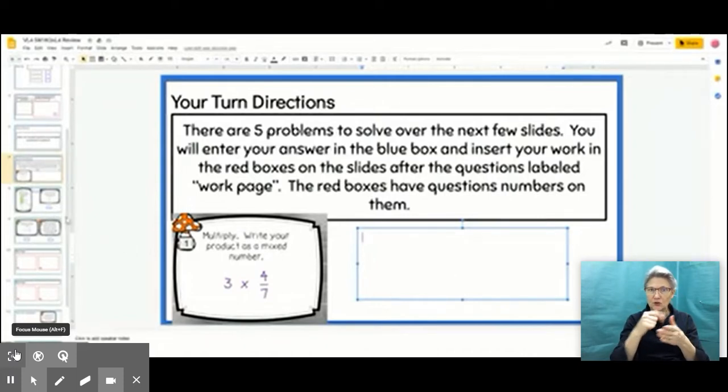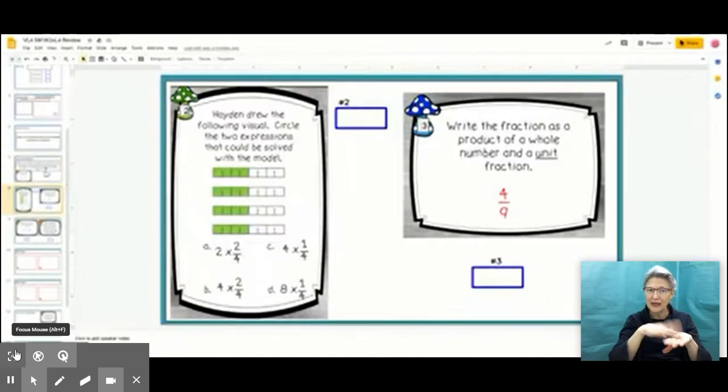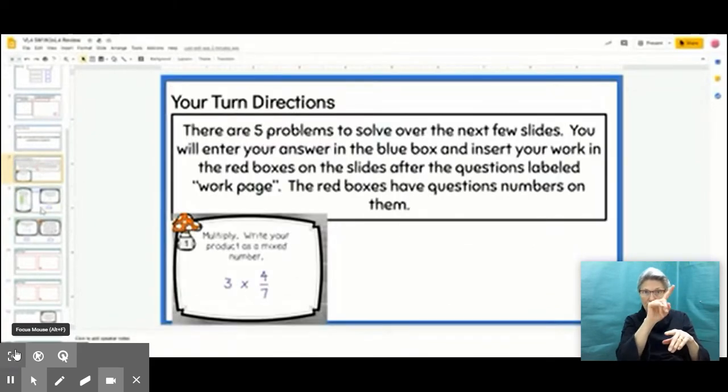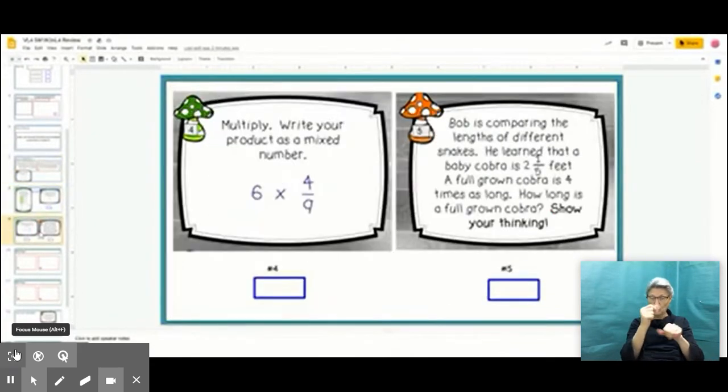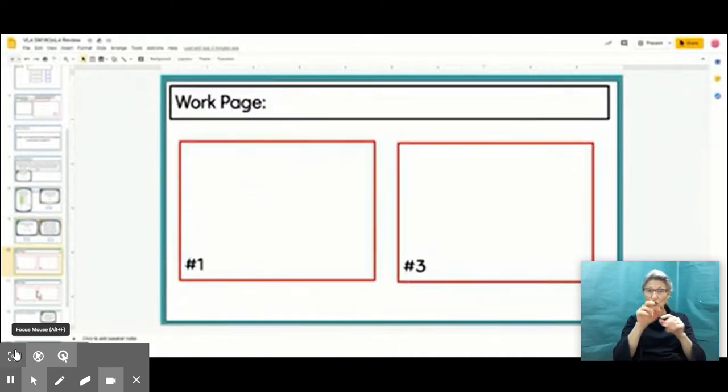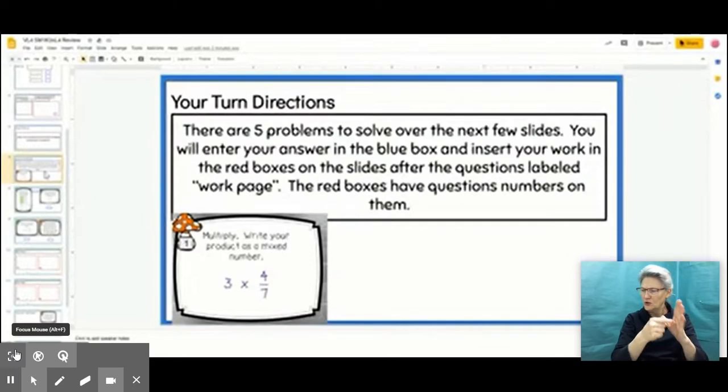So I'm just going to show you what that is. So if you look, we have our 5 questions. We have the one we're going to do together. We have 2, 3, 4, 5. And you'll see a blue box. That's where you type in your answer. And then actually you're going to insert your work on the slides after that. So these question numbers, 1, 3, 4, and 5, that's where you're going to be inserting your work. There isn't a box for question 2 because it's a multiple choice that you don't need to show your work for. Okay, so let's go back to our question.